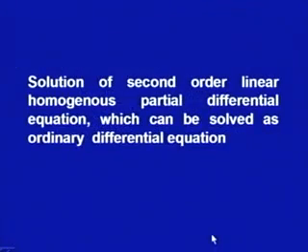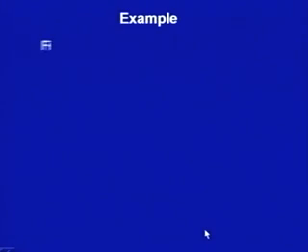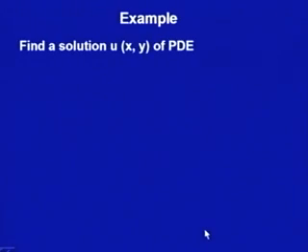Now, let us come to the solution of second order linear homogeneous partial differential equation, which can be solved as an ordinary differential equation. Let us see what it says. We will see it through one example. Find a solution u(x, y) of the partial differential equation ∂²u/∂x² − u = 0. This is not u², this is simply u.